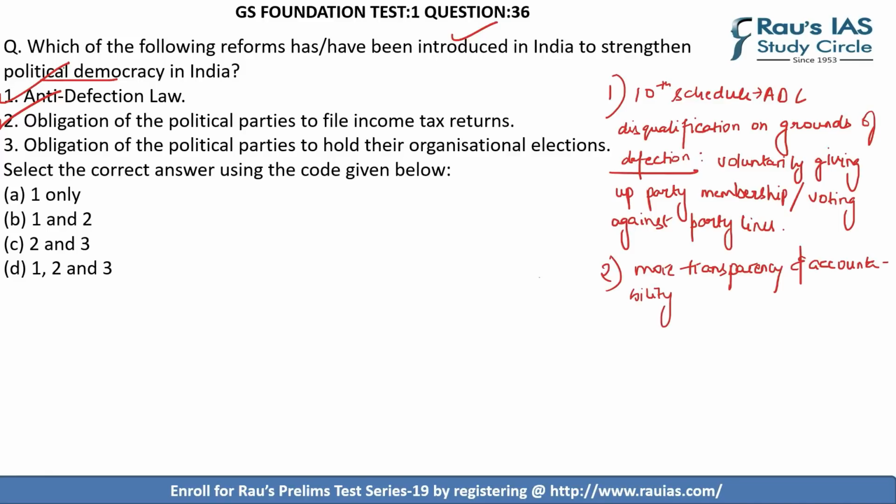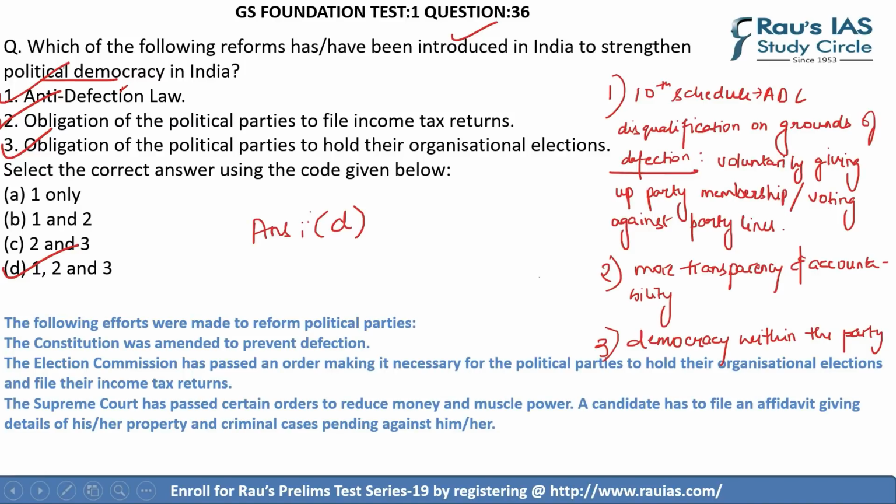The third statement says that political parties are obligated to hold their organizational elections. This statement is also correct as it represents the idea of democracy within the party and the idea of representation for each candidate. Hence, our final answer would be option D, that is all statements are correct. Please also have a look at the explanations.